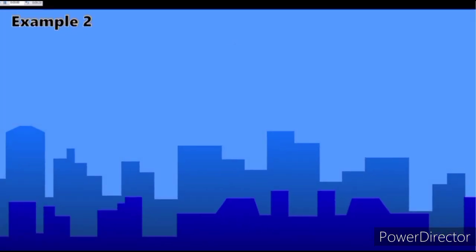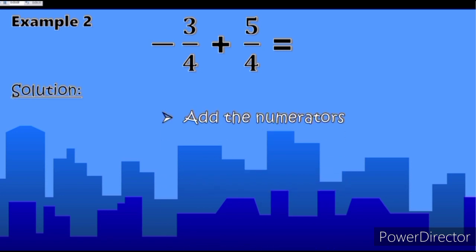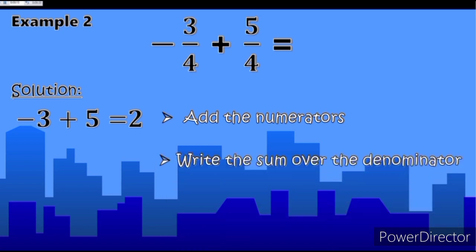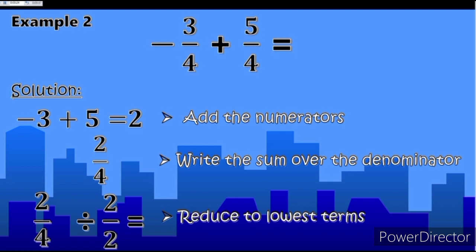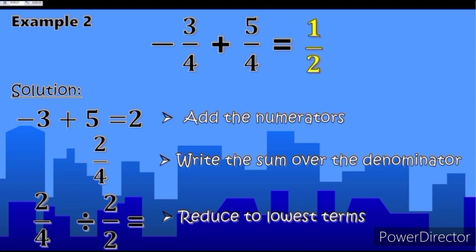Let's proceed to example number 2. Negative 3 over 4 plus 5 over 4. Let's use this solution. First, add the numerators. Negative 3 plus 5 is equal to 2. Then, write the sum over the denominator. We have 2 over 4. Then, reduce to lowest terms. 2 and 4 are both divisible by 2. So, let's divide 2 and 4 by 2. So now, what is our final answer? Correct, the answer is 1/2.